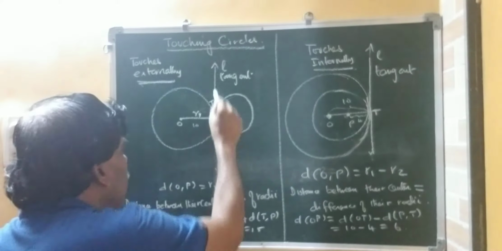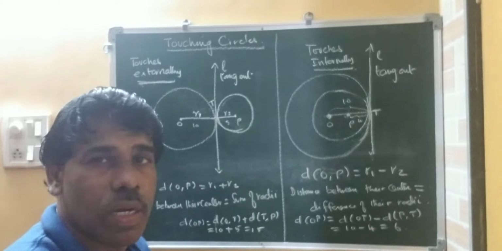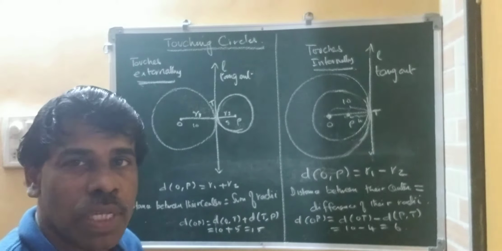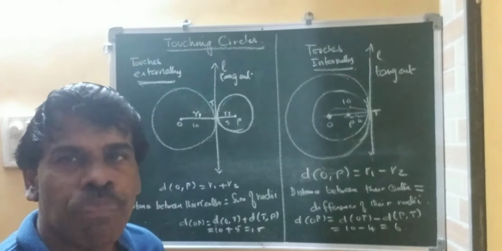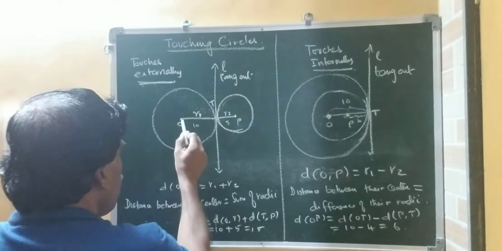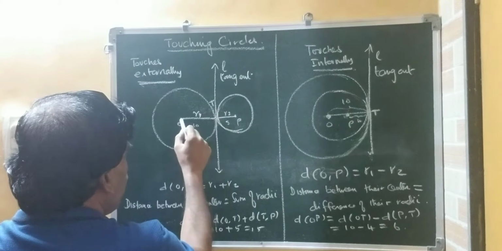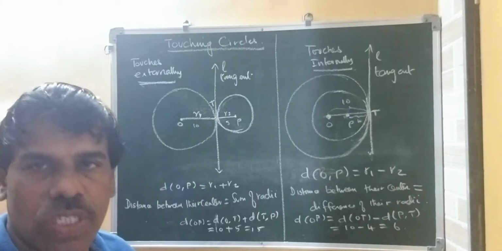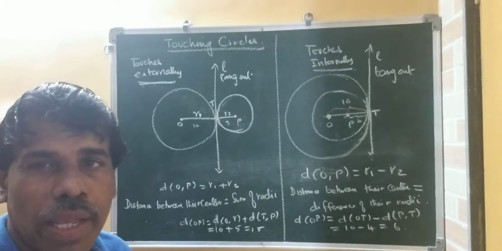This line is touching this circle as well as this circle at only one point. That means this line is a common tangent to these two circles. Okay, now look at this OT. This touching point is called T. So OT is the radius of the first circle and PT is the radius of the second circle.